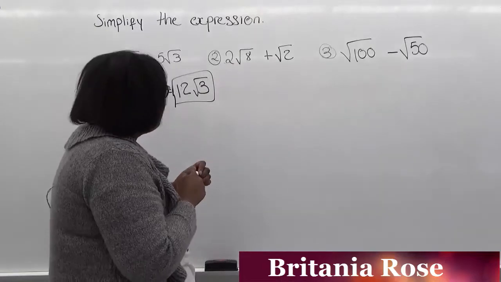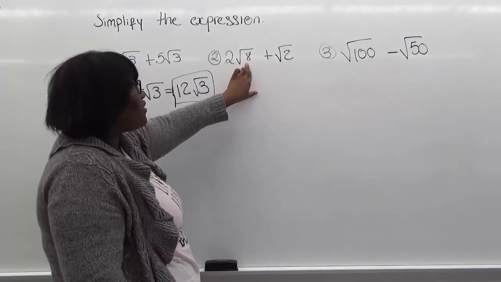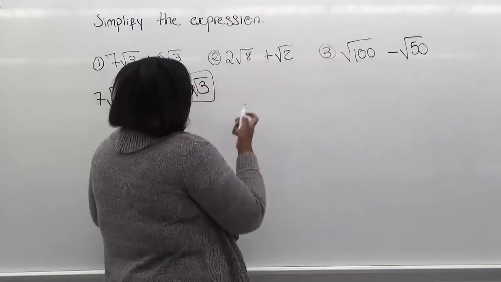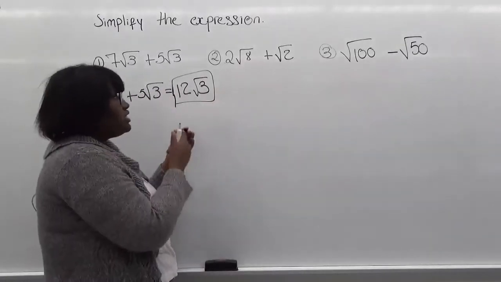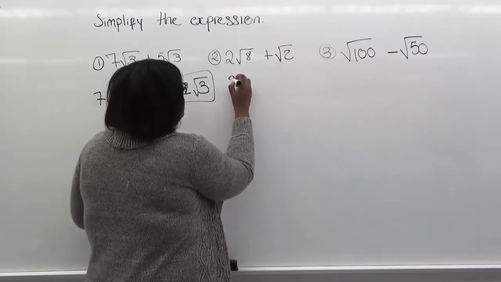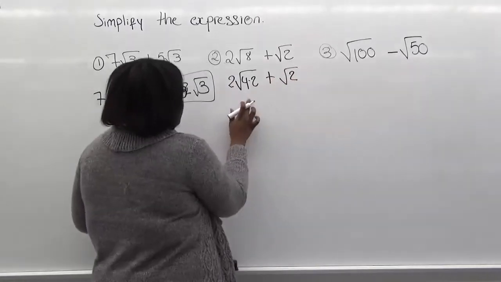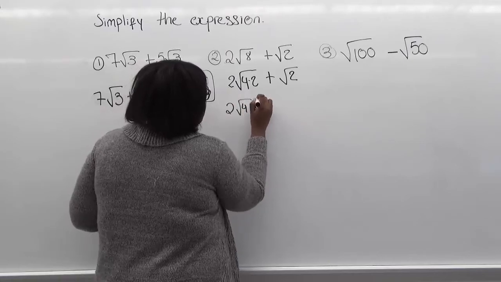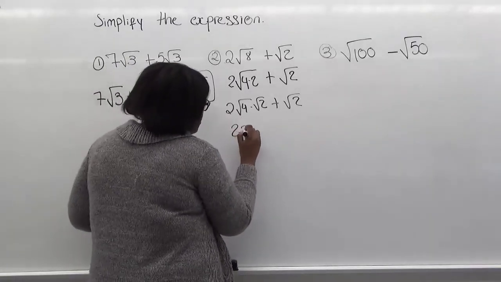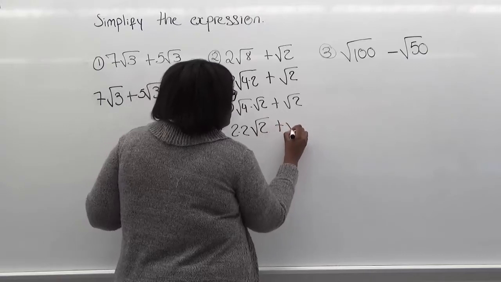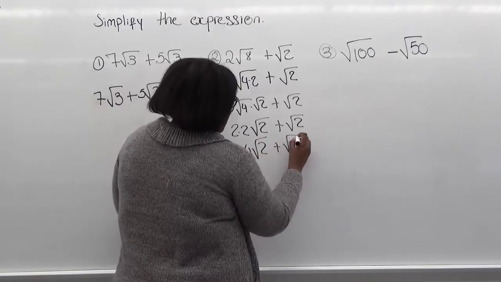For our next question, we have 2 times the square root of 8 plus the square root of 2. Now, as you can see, these two numbers are not the same, but we can simplify the square root of 8. Again, you can choose whichever method: you can do it by perfect square factor, or you can do it by prime factors. We're going to do this by perfect square, so we have 2 times the square root of 4 times 2 plus the square root of 2. Again, rewrite this: 2 square root of 4 times the square root of 2 plus the square root of 2. Take the square root of 4, which is 2, so 2 times 2 square root of 2 plus the square root of 2, and then simplify this to give us 4 square root of 2 plus the square root of 2.